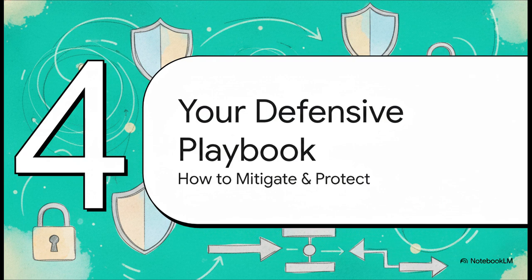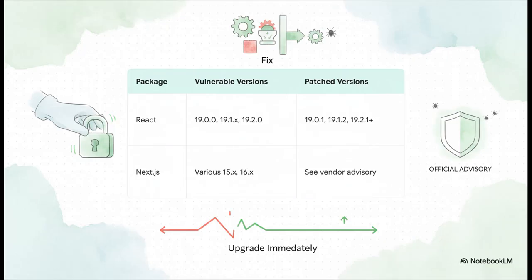So we've come to the most important question. What can you actually do about it? Let's get into your defensive playbook. This is, without a doubt, the single most important slide. The only real fix for this vulnerability is to patch your software. Right here are the vulnerable versions of React and the safe, patched versions you need to get to. If you're using a framework like Next.js, you have to upgrade immediately. Go check the official advisories from your vendor to get the exact version numbers. Please, do not wait on this.